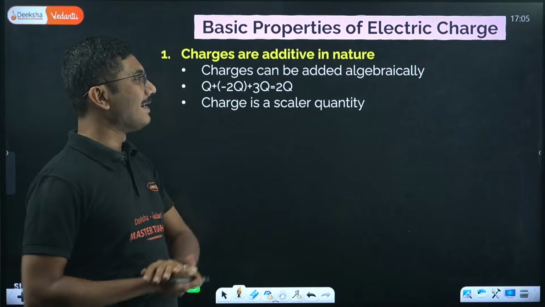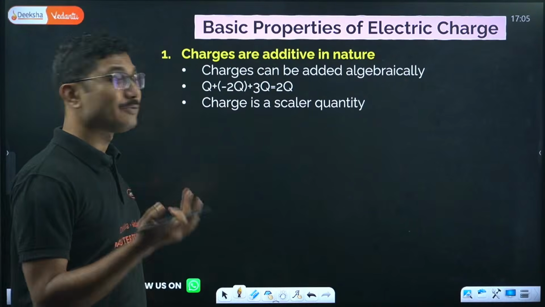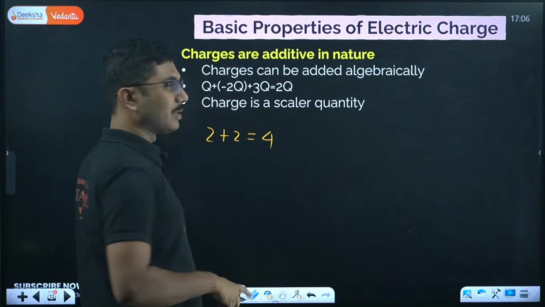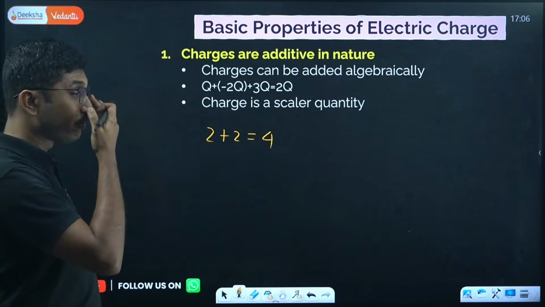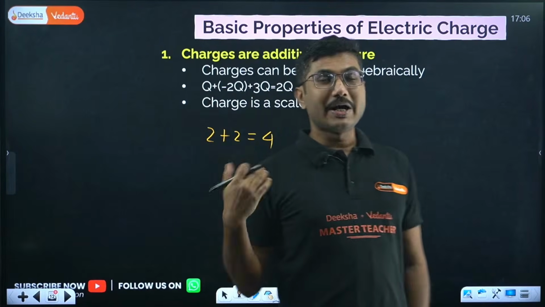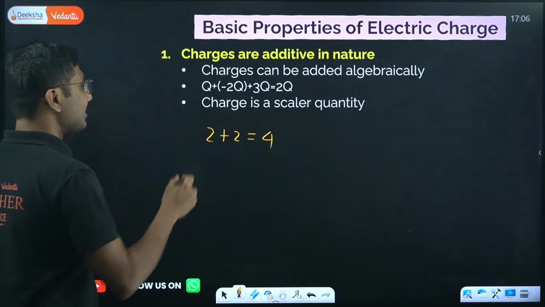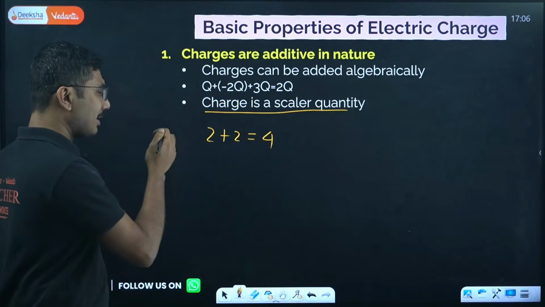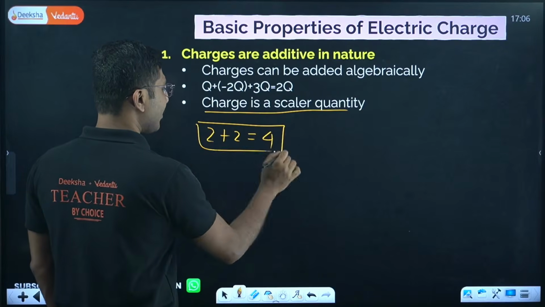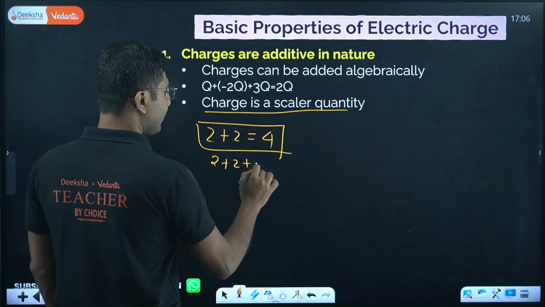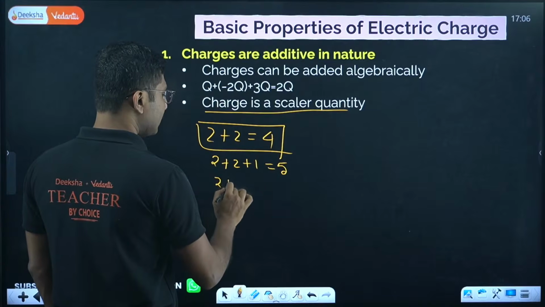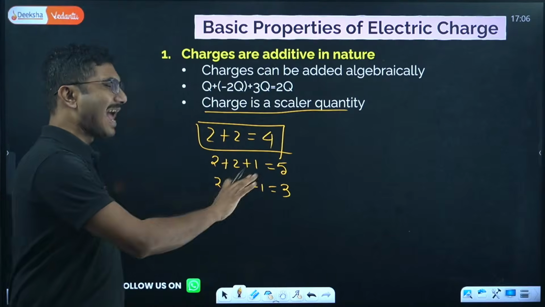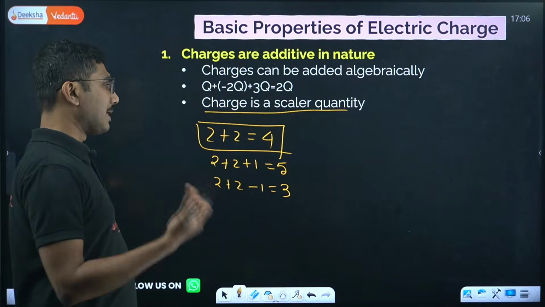So, charge can be added algebraically. Algebraically means, what is algebra? Algebra says 2 plus 2 equals 4. This is the algebra. Okay, but 2 plus 2 is not always 4 if you consider vector quantities. So, that means charge is a scalar quantity. If 2 plus 2 equals 4 is happening, you can guarantee that this is basically a scalar quantity. Similarly, 2 plus 3 should be 5, okay, 2 plus 2 minus 1 should be 3. Okay, so charge can be added like an algebraic method, plus, minus, everything you can consider.